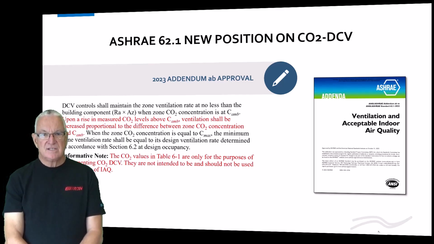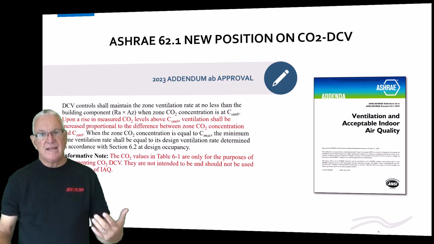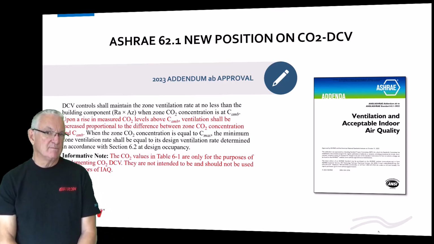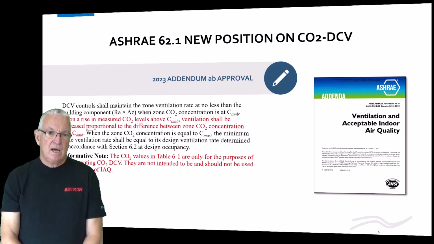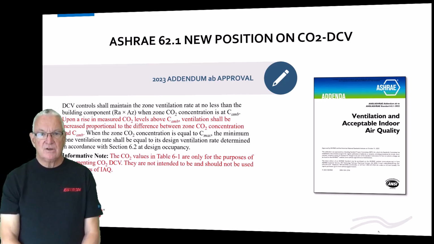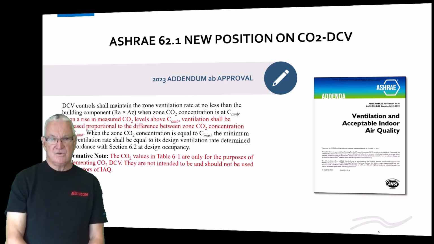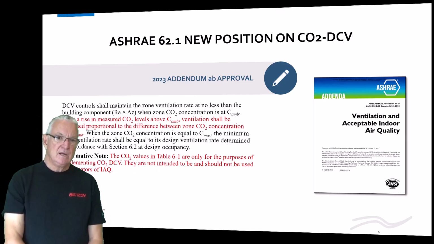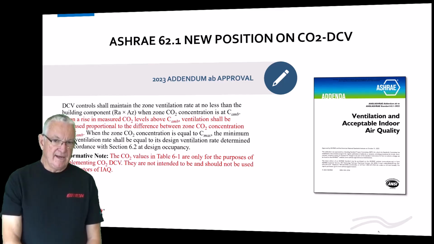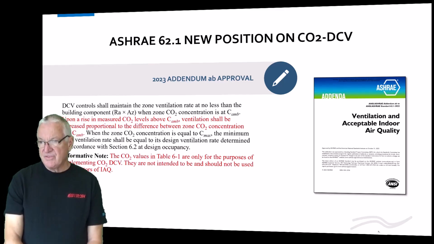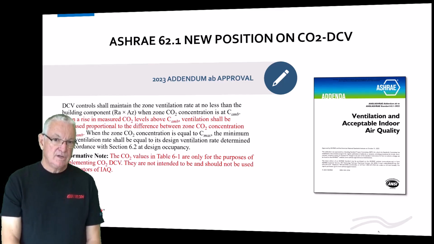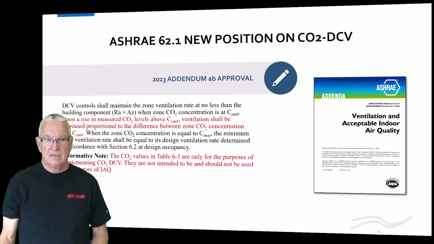When zone CO2 concentration is at C ambient, which is the outdoor CO2 level, which a building may or may not get to, okay? Upon a rise in the measured CO2 levels above C ambient, ventilation shall be increased proportional to the difference between zone CO2 concentration and C ambient. I should love that because even though I think the intent was just to reset some dampers, it won't work if you reset dampers. You basically put a flow meter in and you reset the airflow set point.